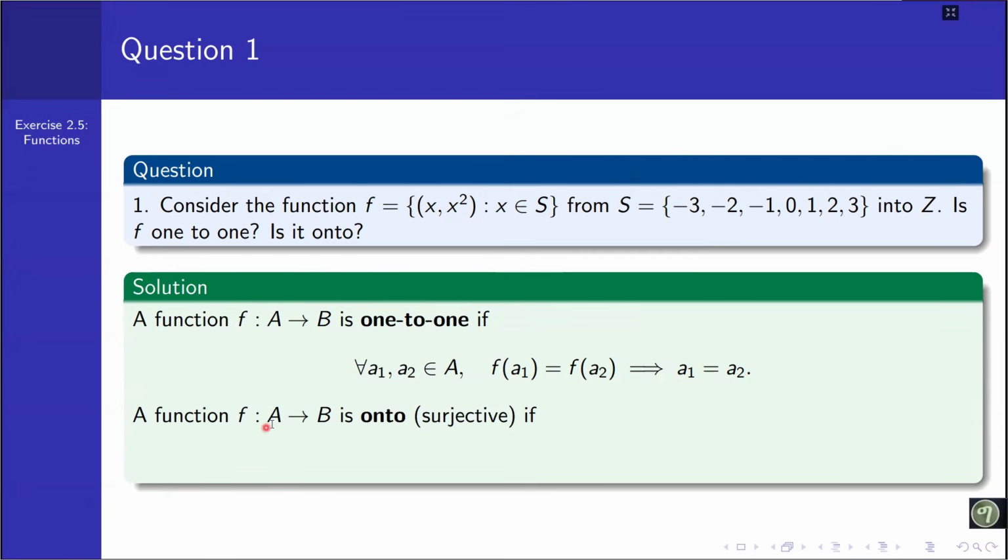A function f that is defined from A into B is said to be onto or surjective if for every b which is an element of the codomain of this function, that's simply B, there exists at least one a which is an element of the first set, that set A, such that f of a is equal to b. Then the given function is said to be surjective or onto function.